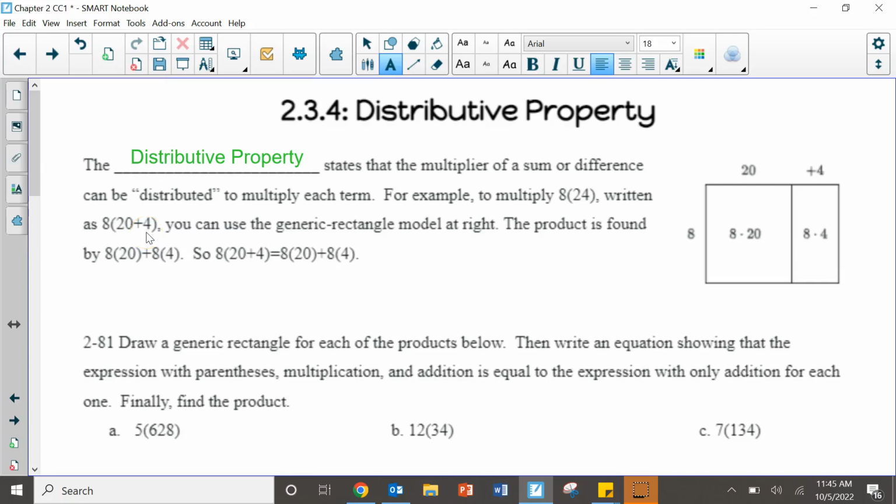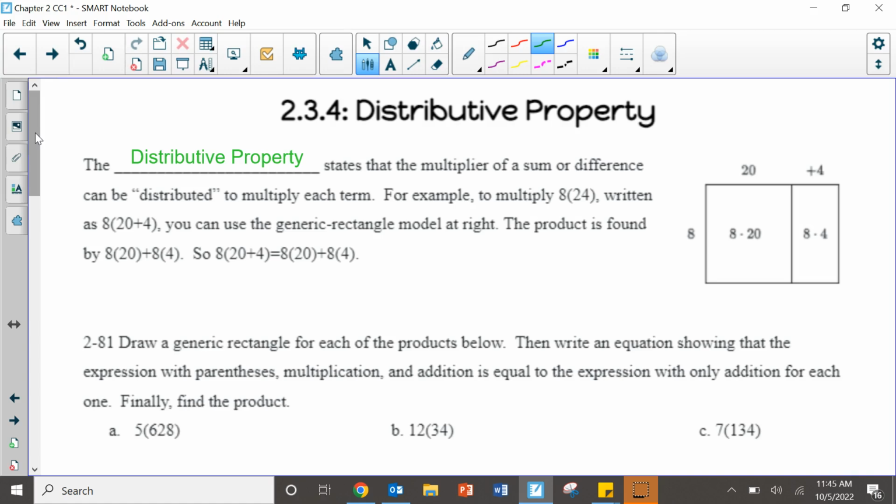Right, so today we are going to do 2.3.4, and this is the last lesson in chapter 2. We are going to talk about the distributive property. This is a super important concept that you are going to see throughout the rest of your math career. So getting used to this and understanding it now is going to help you so much in the long run.